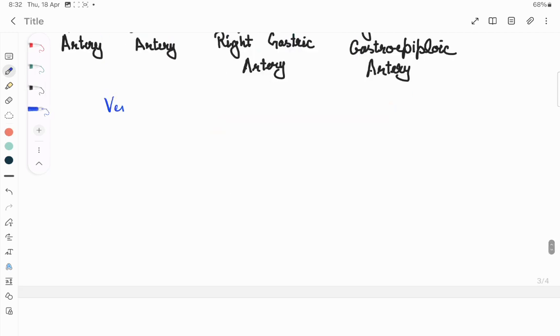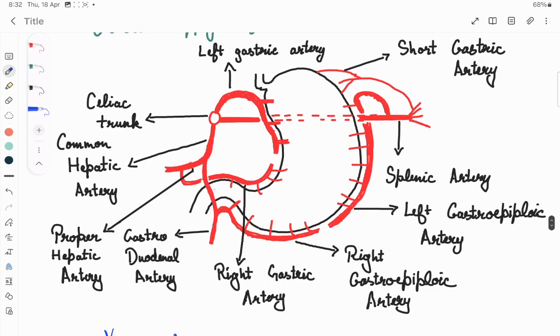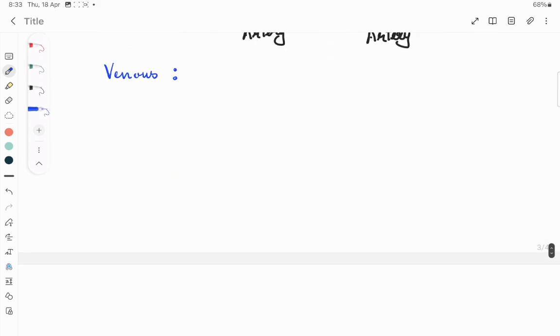So venous circulation. It follows the arterial circulation. So we have the left gastric vein, right gastric vein, left gastroepiploic vein, right gastroepiploic vein, and short gastric veins. They follow the arteries. We have to know where they drain. So the left and right gastric veins drain into the portal vein.